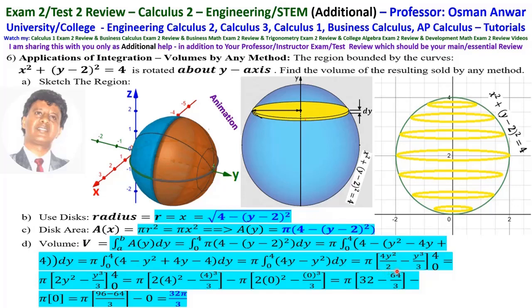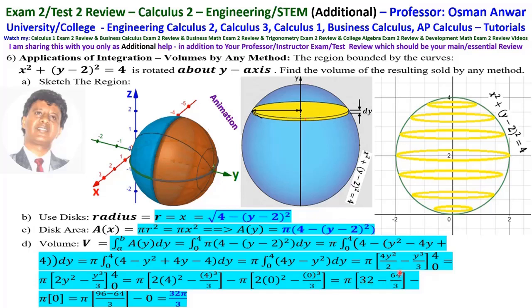Then when you integrate this, it is equal to pi times (4y squared over 2 minus y cubed over 3) evaluated from 0 to 4, which is pi times (2y squared minus y cubed over 3) from 0 to 4, which is pi times (2 times 4 squared minus 4 cubed over 3) minus pi times (2 times 0 squared minus 0 cubed over 3).